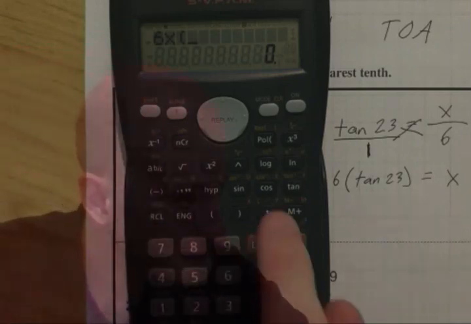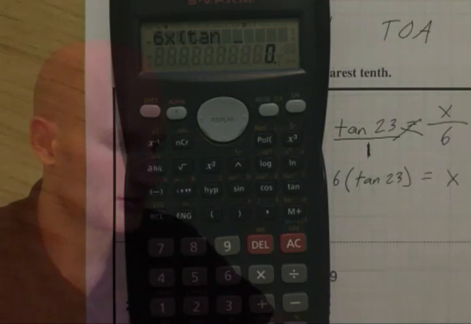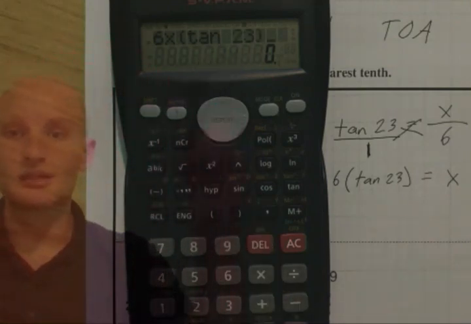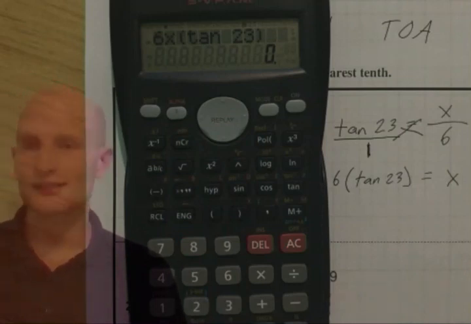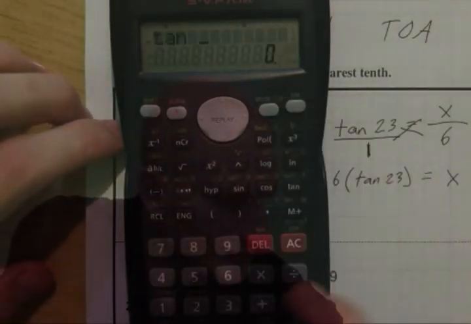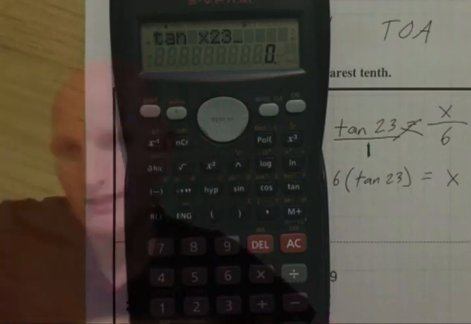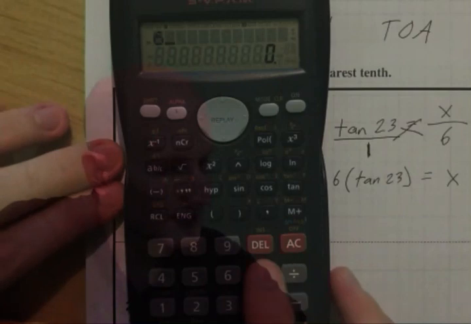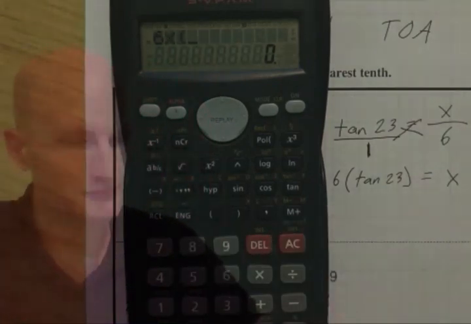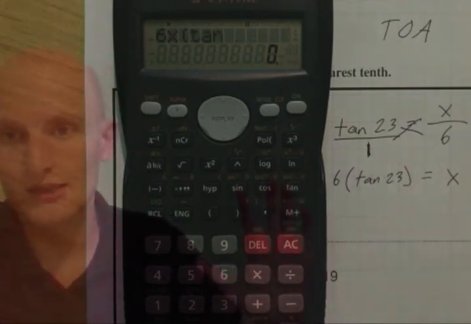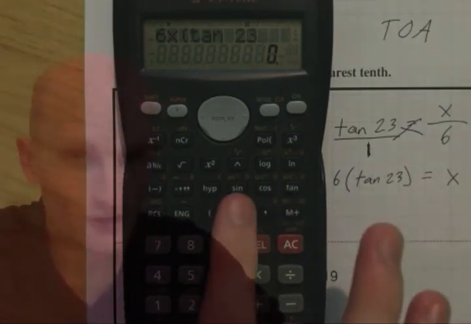So parentheses, tangent, 23, like that. I just pressed tangent and then 23. It's not tangent times 23, that's different. Watch what happens if you do tangent times 23. I think you get an error. Okay, so we're doing 6 times and then parentheses, tangent, and then immediately 23, and then close the parentheses like that.